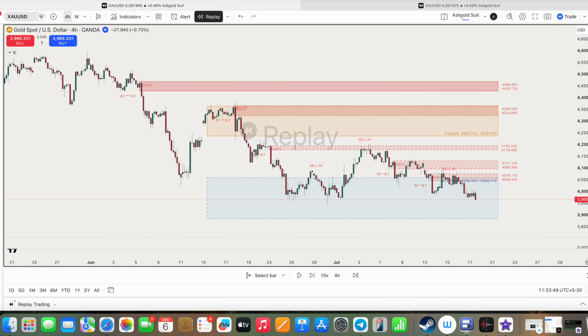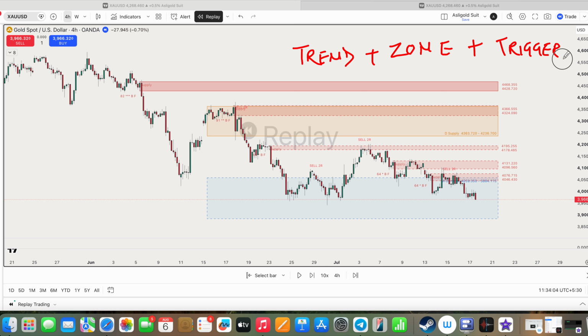So that is supply and demand trading in 3 steps. Find the trend and only trade with it. Mark the zone where the last strong move started and wait for the trigger candle before you enter. The strategy is simple. The discipline is the hard part. Waiting for the price to come to your zone and doing nothing until all 3 steps agree.